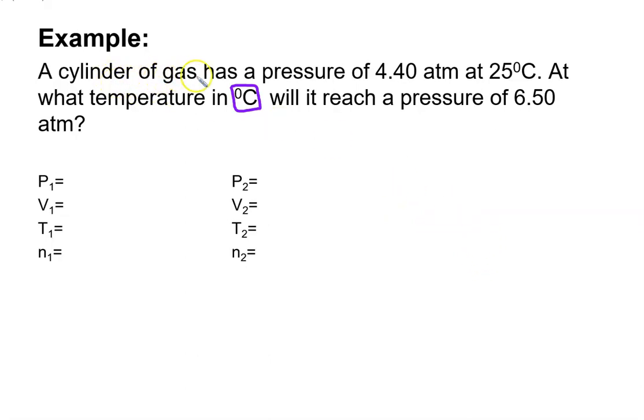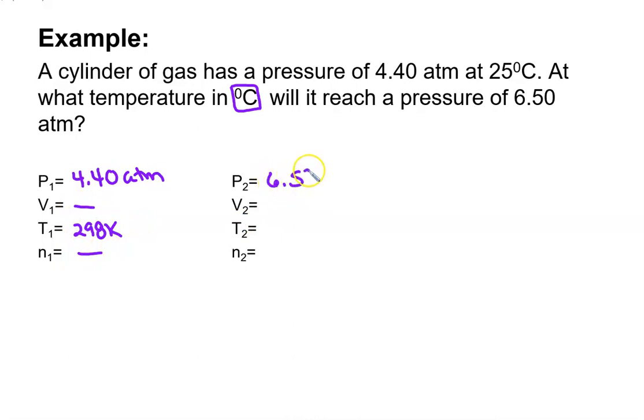It says a cylinder of gas has a pressure of 4.4 atmospheres, and we're currently at a temperature of 25 degrees Celsius. Now it's going to ask for it to come back in Celsius. You can't leave it in Celsius. When you're using any of these gas laws, we've got to add that 273. So this is 298. You must do that. Must be in Kelvin.